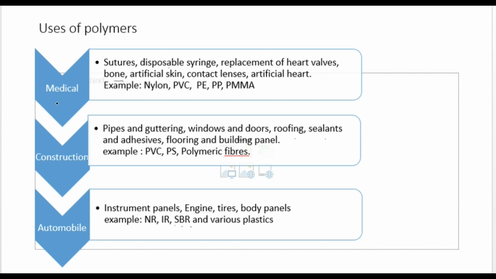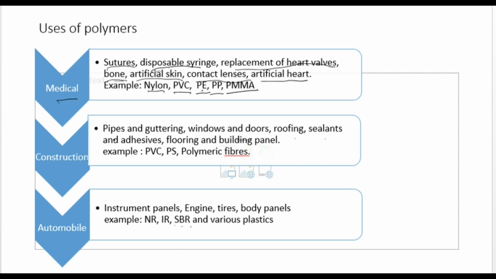So, in medical field, it is used for making sutures, disposable syringe, replacement of heart valves, replacement of bone, artificial skin, contact lenses, artificial heart. And examples for these are nylon, polyvinyl chloride, written as PVC, polyethylene, polypropylene, and polymethyl methacrylate.